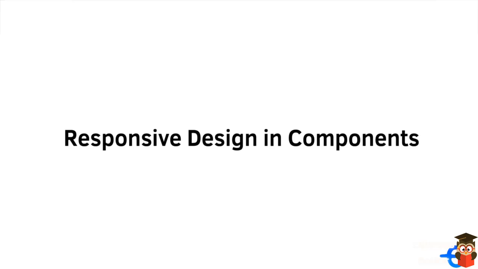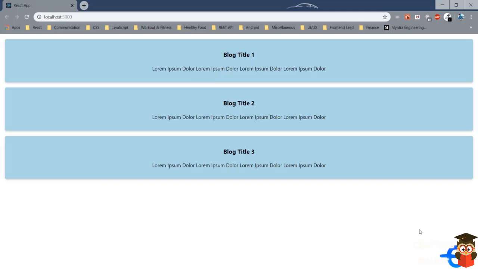Hi guys, and welcome back to my course. In this video, we will learn about creating responsive components. Say you want these blog items to take half width on desktop screen and full width on screens smaller than that. Now, to make components responsive, you can simply use media queries, and CSS modules supports media queries.